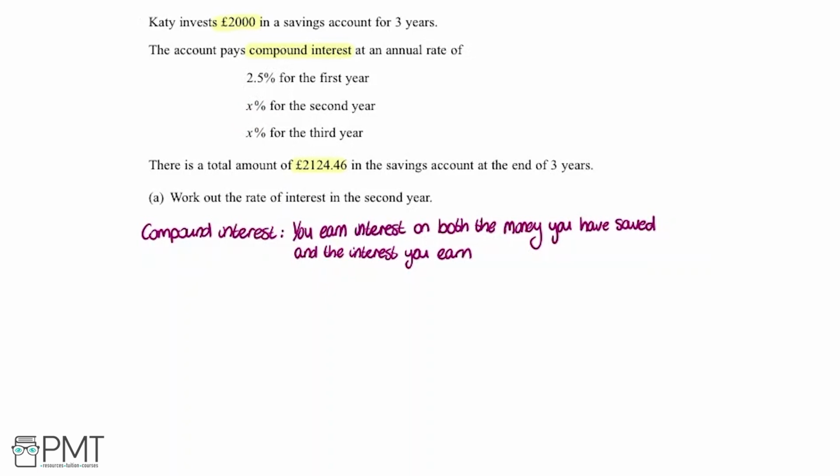This is different to the other type of interest you come across in GCSE Maths, which is simple interest, when each year the interest is only applied to the original amount, so it would only be applied to the £2,000 here. Okay, so I'm going to do this year by year.